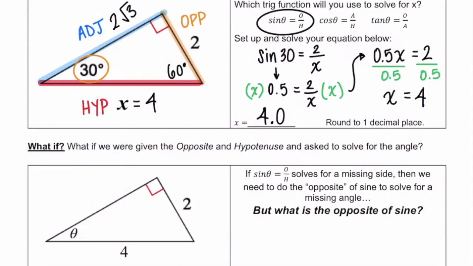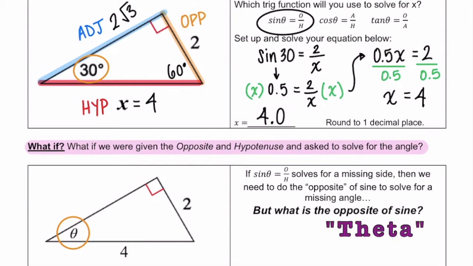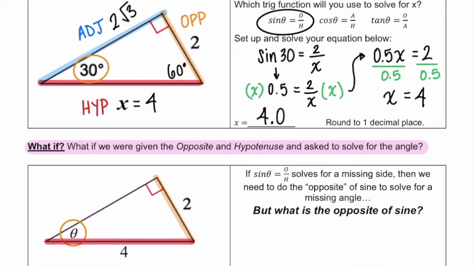Now that seems pretty straightforward, but here's our what if question of the day. What if we were given the opposite and hypotenuse, but asked to solve for the angle? So notice here, this is almost the exact same triangle in our warm-up. In fact, it is the exact same triangle. But this time, we're not given an actual angle measure. We're given theta, which is a variable used to represent that angle. We're also given the opposite side and the hypotenuse.